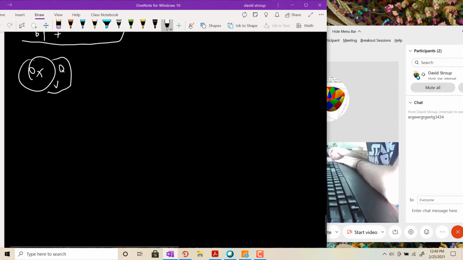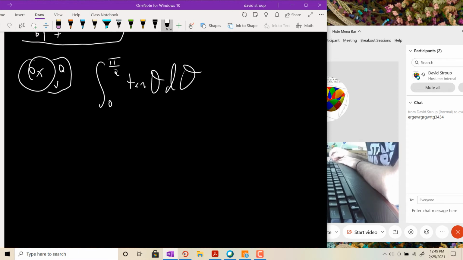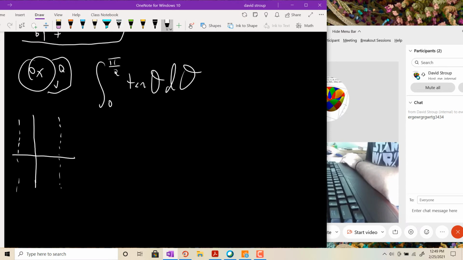All right, so let's take a look. The integral from 0 to pi over 2 of tan of theta d theta. So what's the deal here? What does tan of theta look like? If you remember, tan is sine over cosine, and cosine is 0 at negative pi over 2 and pi over 2, so tan will have asymptotes there. In other words, discontinuities.